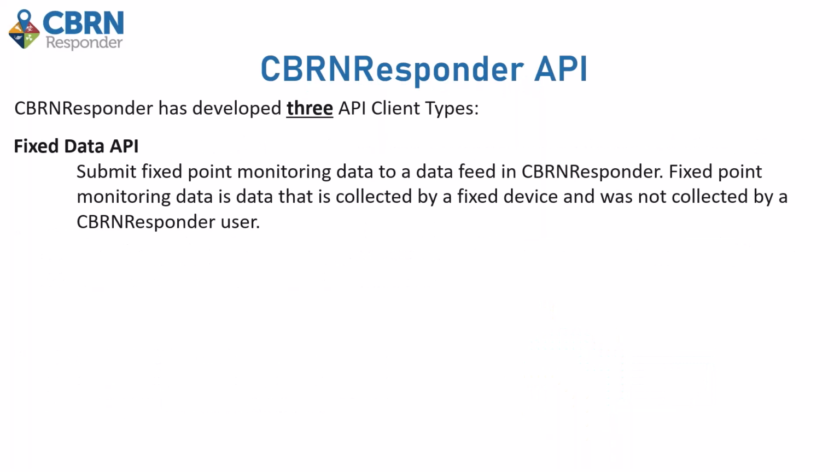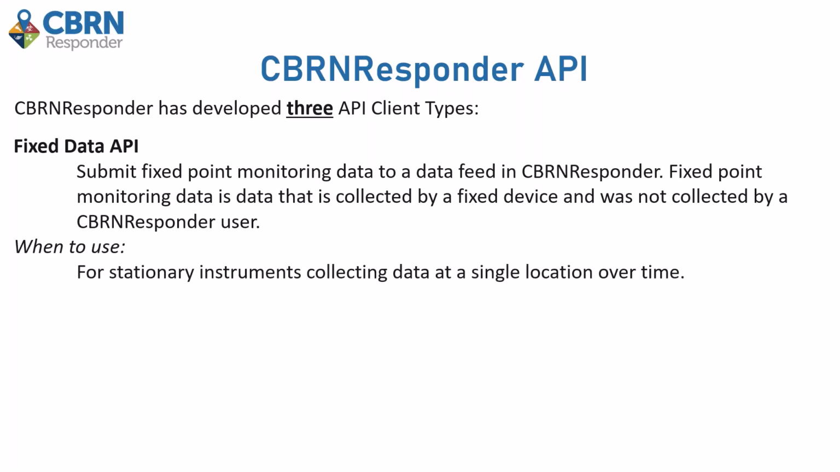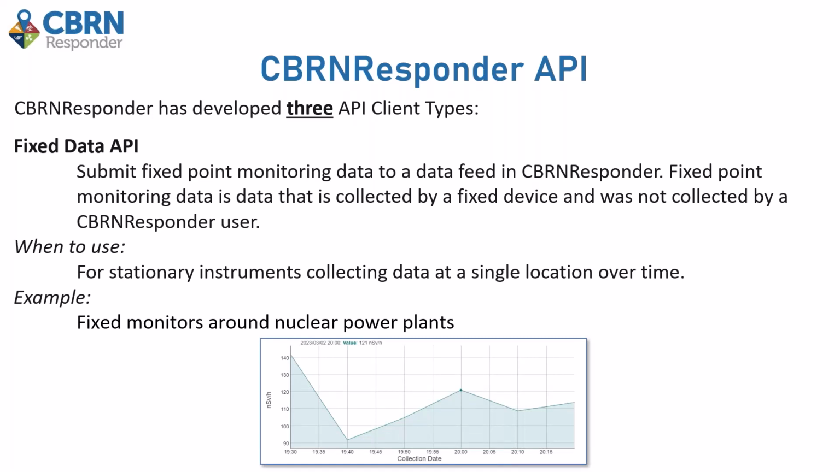So today we are going to be primarily focusing on the equipment data API, but we do have 3 API client types that all users are able to set up for themselves. The first is Fixed Data API. So with this, you're able to submit fixed point monitoring data to a data feed in CBRNResponder. So for an example of when to use this, again, those stationary instruments, and it's going to be collecting data at a single location over time. So if you have some monitors set up around your nuclear power plants and every 2 minutes it's collecting a reading, you're able to see that trend from that historical location.